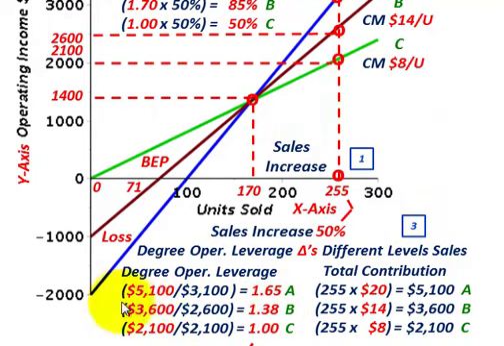And for B, simply taking our total contribution of 3,600 divided by 2,600, the operating income based on those 255 units sold, the division gives us a degree of operating leverage of 1.38. And then for the last alternative, C, it was just 1.0. 2,100 in total contributions divided by the 2,100 that we generated in operating income.